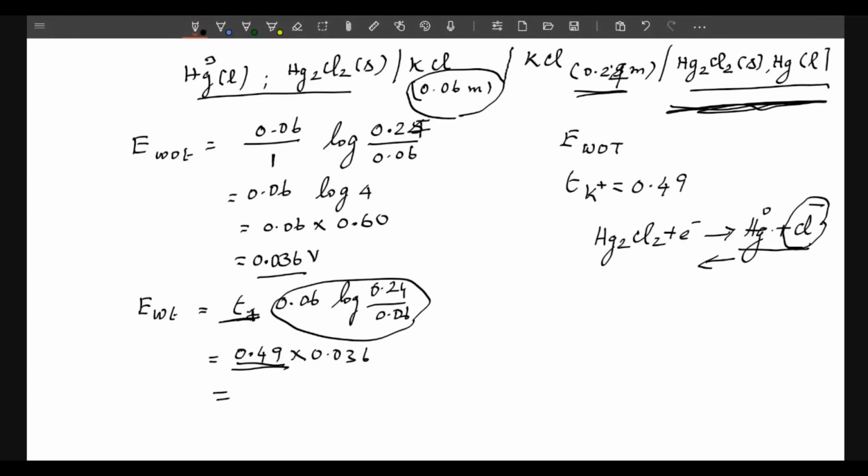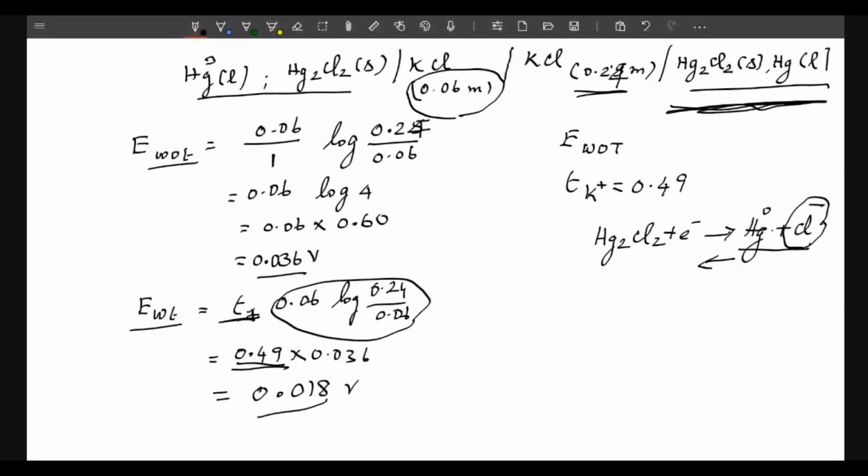Therefore, what would be the value? Let us take this value as 0.5, half. Therefore, the value would be 0.018. It is very near to 0.018. Therefore, EWT is different from EWOT. Why is there a difference?